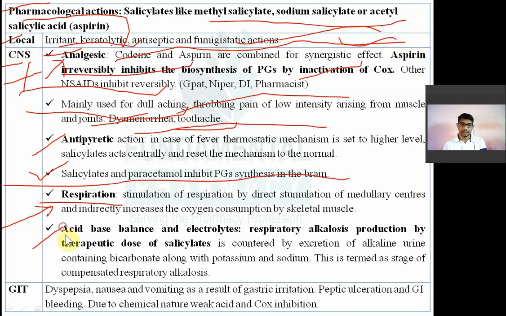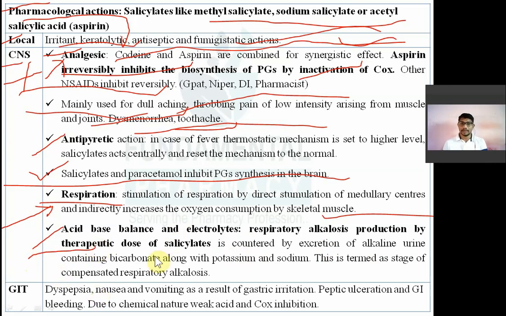What about the effect on metabolism, acid-base balance and electrolyte balance? They cause respiratory alkalosis. What do you mean by respiratory alkalosis? It involves carbon dioxide production, carbonic acid and carbonate production. That is nothing but respiratory alkalosis, and it is produced by therapeutic doses of aspirin.